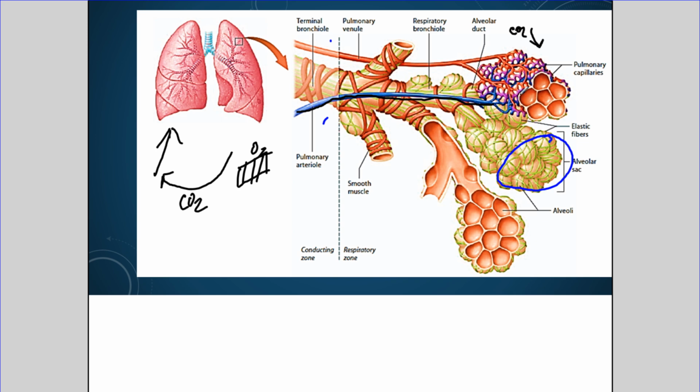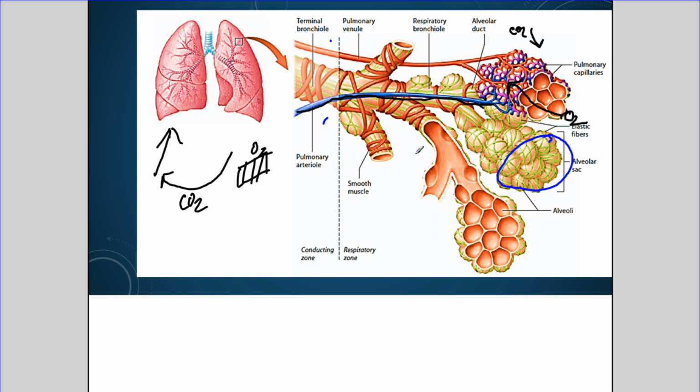And diffusion like that costs no energy. It's like water running down the hill. Okay, that's exactly what it's about. The CO2 is going to diffuse into these alveolar sacs, because there's very little CO2 there, so we're going from a greater amount to a lesser amount.